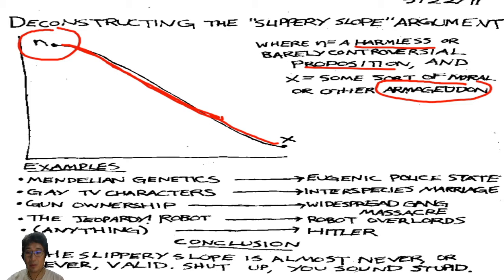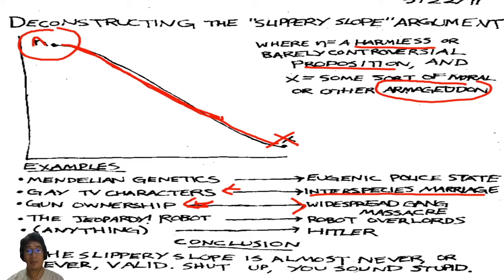Alright, example here is gun ownership. If you're going to own a gun, which is letter N, initially it's not harmful at all, mainly because it's for defense purposes. Ganun din dito sa gay TV characters. Wala namang harm dyan. Pero eventually, as the argument develops, ang pinaka letter X mo na yan, o yung harmful proposition, would lead to interspecies marriage. So ibig sabihin, interspecies marriage, pwede nang eventually ang tao ipapakasal sa aso, ipapakasal sa unggoy, ipapakasal sa pusa. That's interspecies marriage. Gun ownership, ito letter X mo is widespread gang massacre.